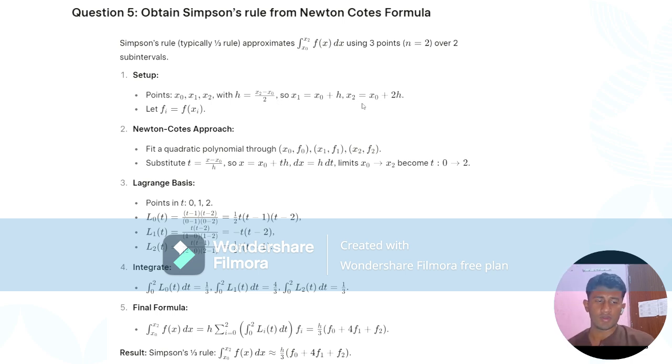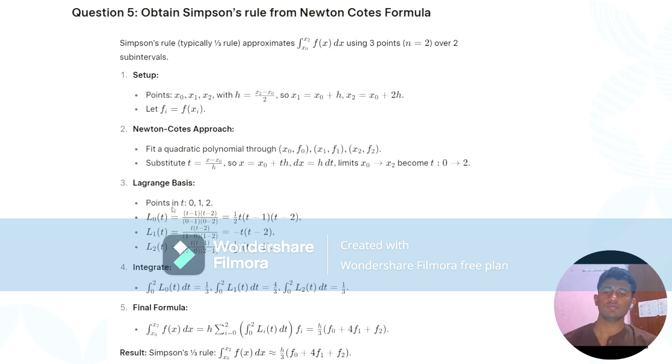Now with the last question, question number 5, obtain Simpson's rule from Newton-Cotes formula. Simpson's rule, typically the 1/3 rule, approximates the integration of f(x) dx from x0 to x2 using 3 points, n equals 2, over 2 subintervals. First, the setup. Points x0, x1, x2 with h equals (x2 minus x0) by 2.